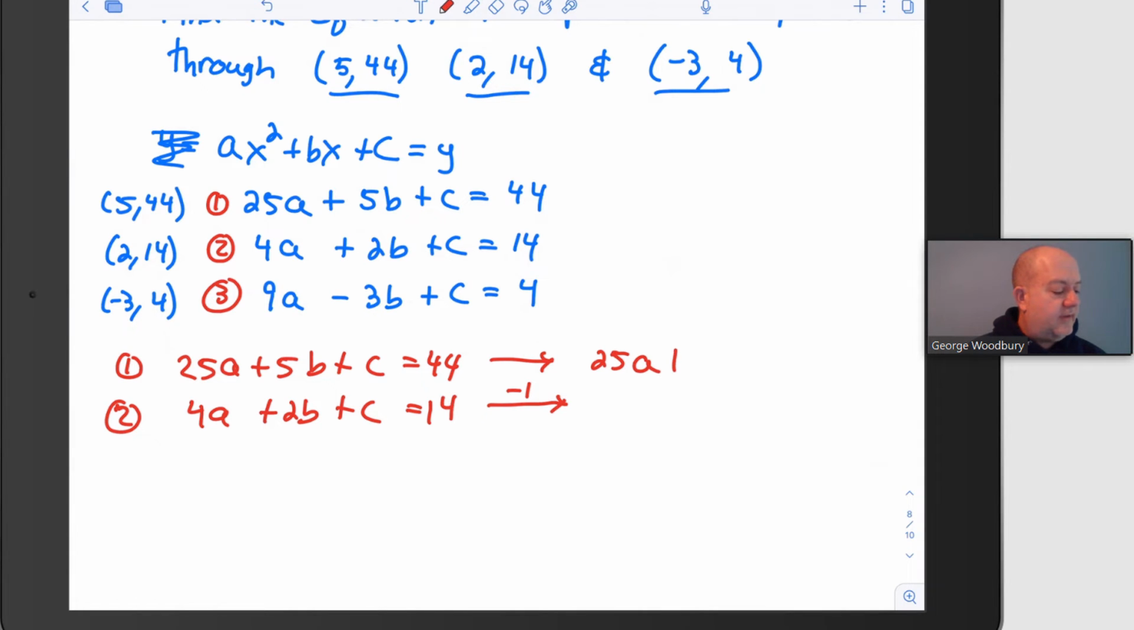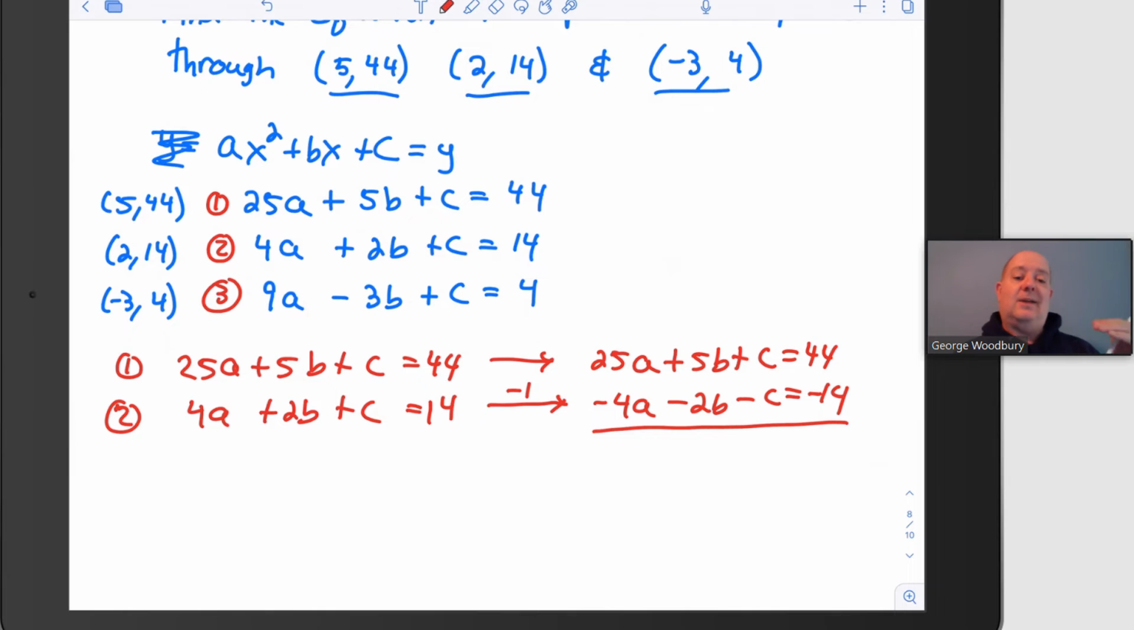Copy over the first one, 25a plus 5b plus c equals 44. Multiply through by -1, -4a minus 2b minus c equals -14. Add the two equations together, 21a plus 3b equals 30. The good news there is I can see a common factor of 3 in every term. And so I can divide everything by 3 or multiply by 1/3, and I get an easier equation to work with. 7a plus b equals 10.